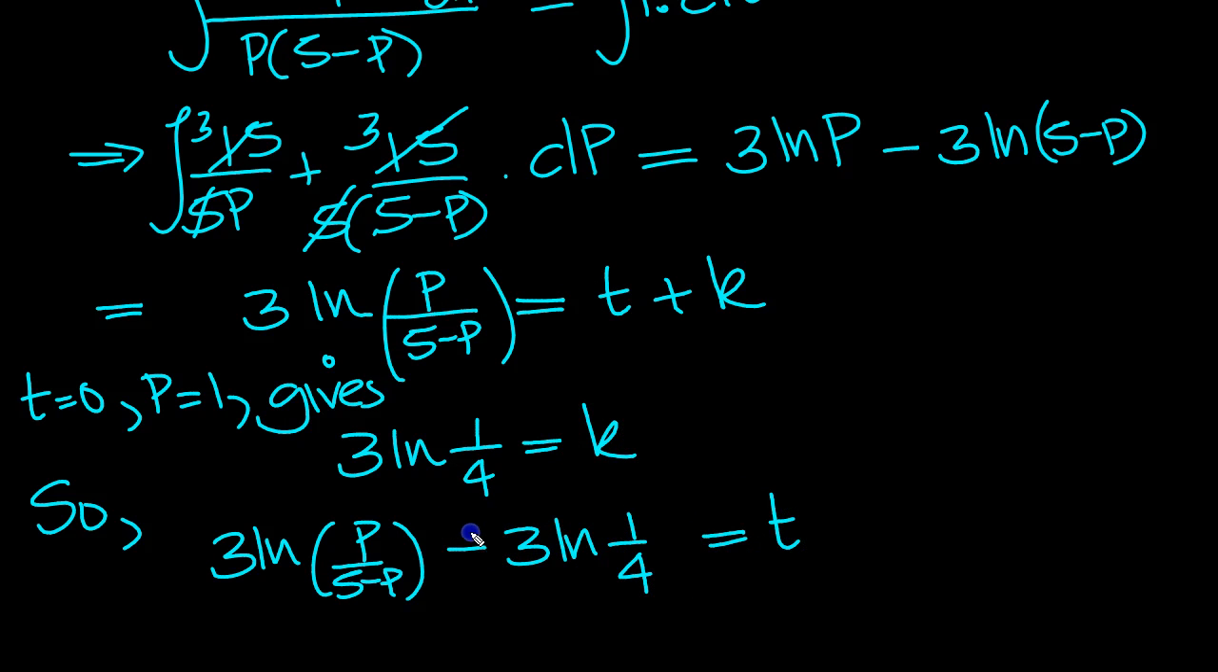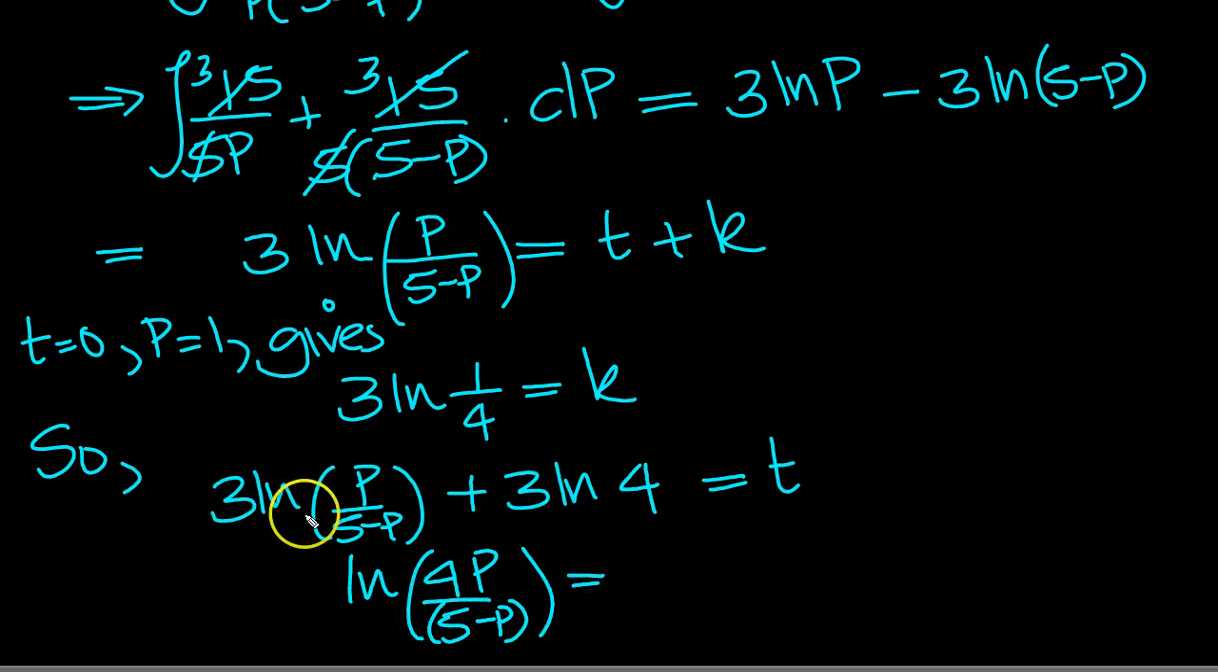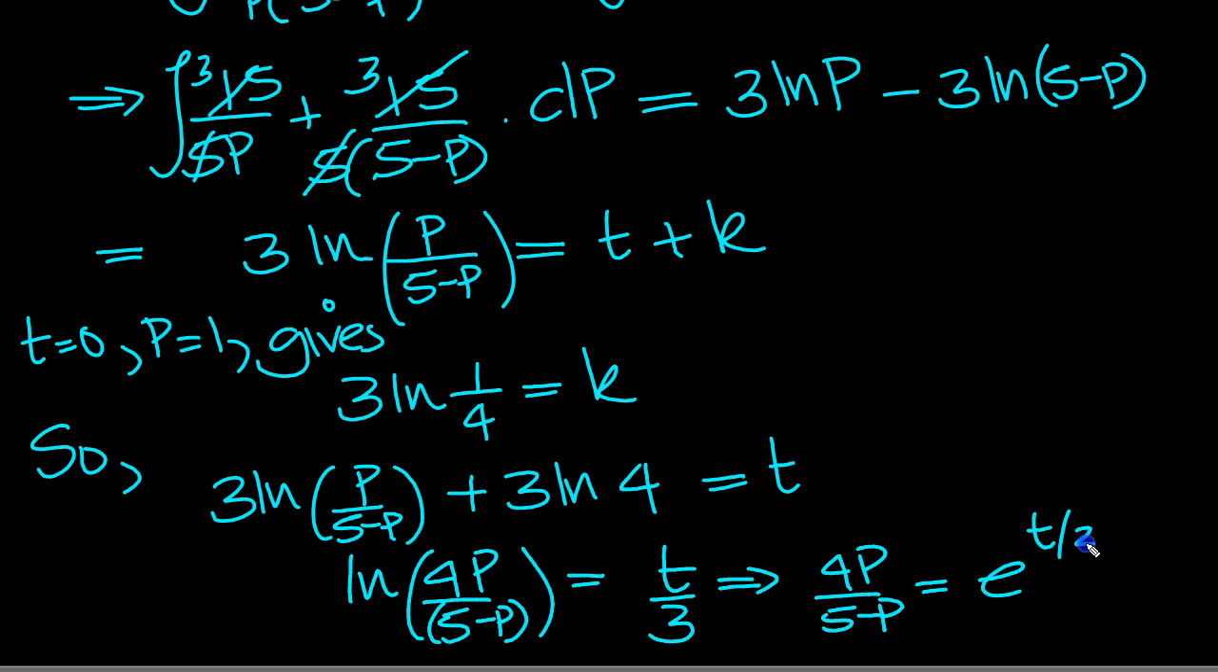So this can change to a plus if I invert this to 4 using properties of logs. So what have we got then? We've got ln of 4p over 5 minus p, and the 3 I brought outside the bracket I'm going to put under the t over here. Okay, so let's unwrap the log then. So that the e comes down, so 4p over 5 minus p is equal to e to the t over 3.